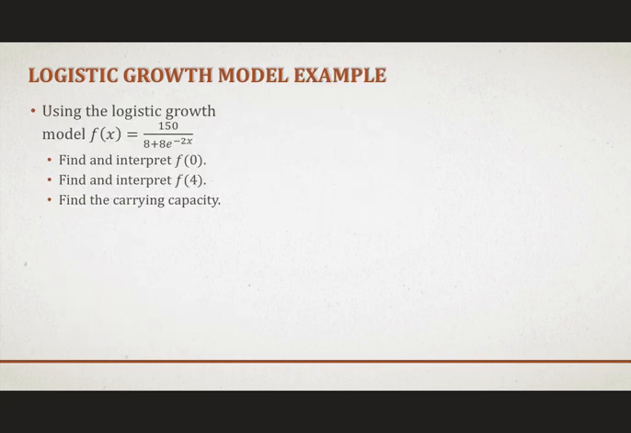So let's take our logistic growth model. f of x is 150 over 8 plus 8e to the negative 2x. So let's just look at what we have. Carrying capacity: according to the slide before this, carrying capacity is the number that's on top of that fraction. So our carrying capacity is 150. Easy peasy, right?